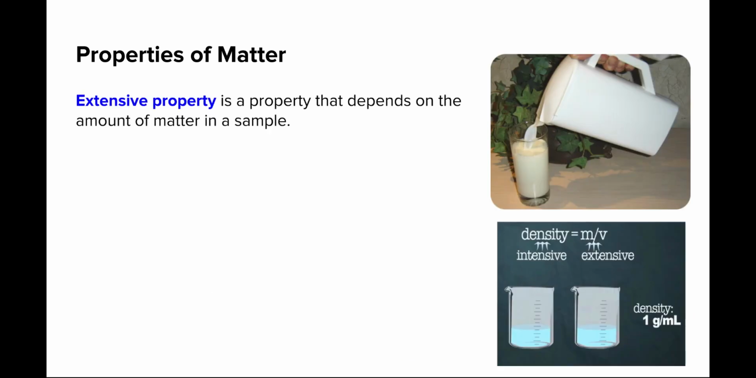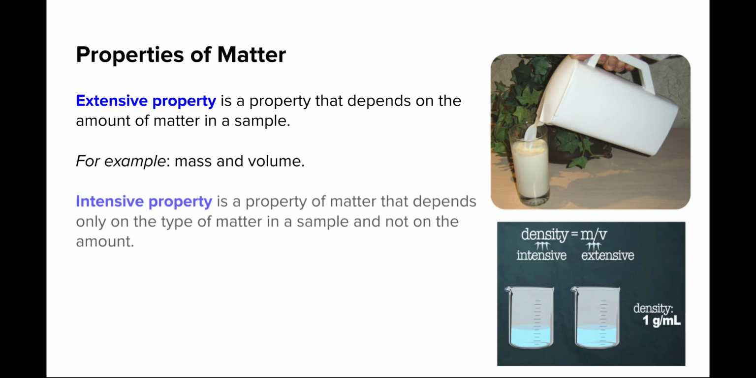So you can also divide the properties into extensive properties. These are properties that depend on the amount of matter that's in the sample you're observing. So for example, mass and volume would be extensive properties. If you look at this picture of a jug of milk being poured into a glass, the property of its mass and volume for the jug versus the glass is different. So mass and volume would be an extensive property.